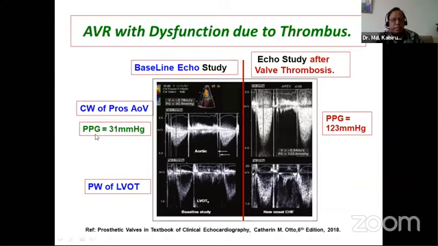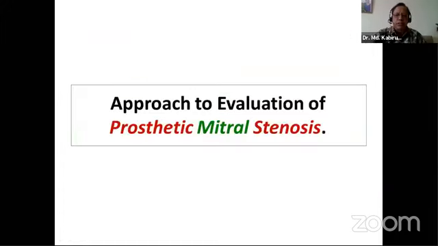In the baseline Doppler the maximum pressure gradient is 31, and after the symptoms of congestive heart failure, the maximum pressure gradient is found to be 123. So this is the dysfunction, and this is how the baseline echo study can help you decide about abnormality of the prosthetic valve. Now, the approach to evaluation of the prosthetic mitral valve.